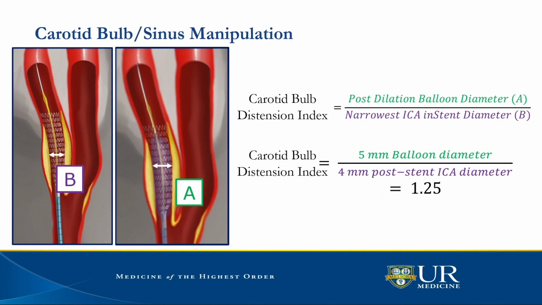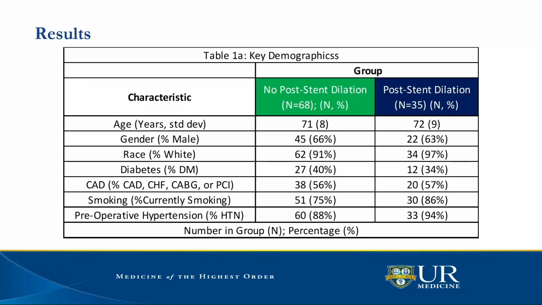So for example, a patient who had an initial stent deployment and had a 4 millimeter ICA diameter and some residual disease and was later subsequently post-dilated with a 5 millimeter balloon would have a carotid bulb distension index of 1.25. These measurements were derived angiographically between subsequent diagnostic angiogram runs during their TCAR procedure.